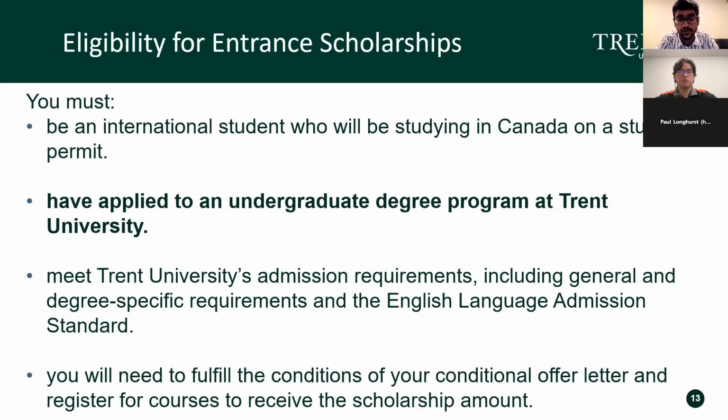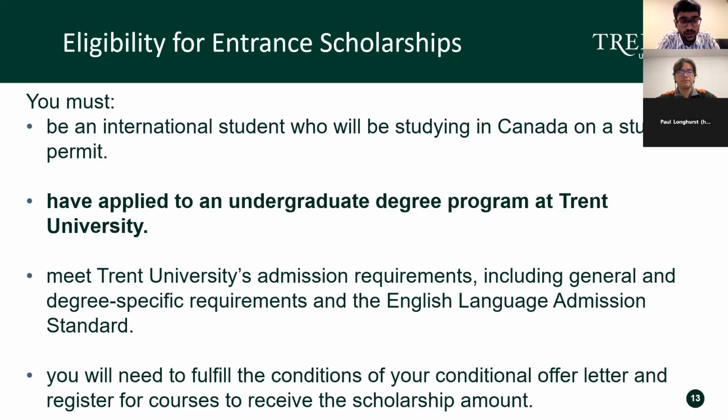The third point is to meet Trent University's admission requirements, including general and degree specific requirements and the English language admission standard. When you apply for a specific program, there are general admission requirements that you need to fulfill, and there are also degree specific requirements. Along with that, since we are coming from different countries, we need to demonstrate our proficiency in English. For that, you need to take an English language test if you don't meet the criteria to be exempt from those English language testing examinations.